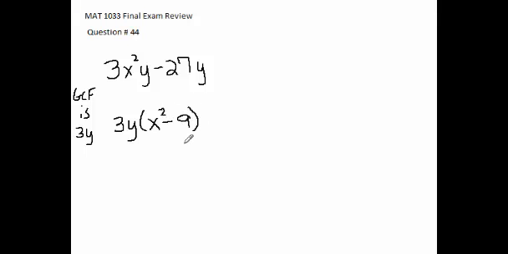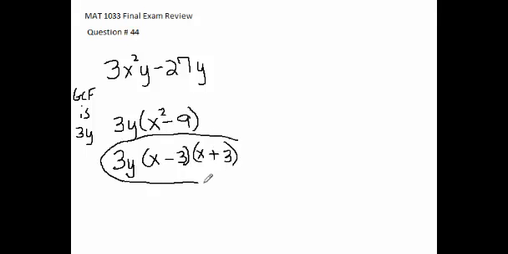And remember, we have to factor completely, and this is a difference of squares. So we're going to have 3y as one of the factors, and then x squared minus 9 would be x and x, 3 and 3, minus, plus. That should be the factored form of the original polynomial.